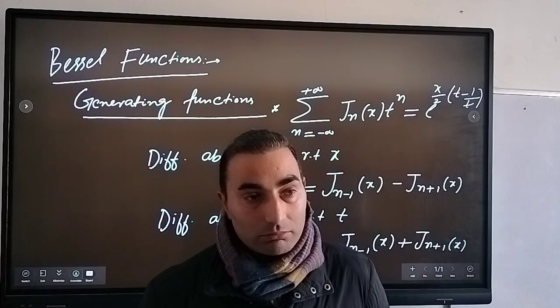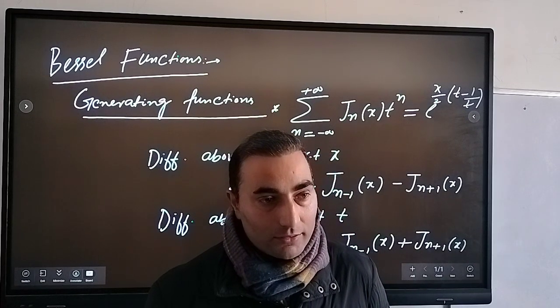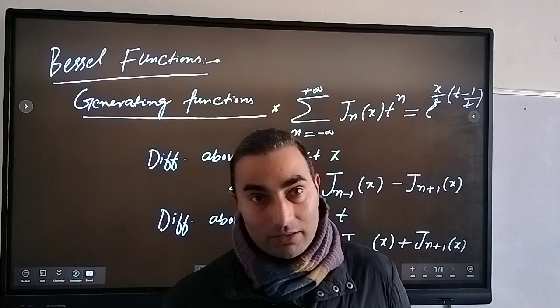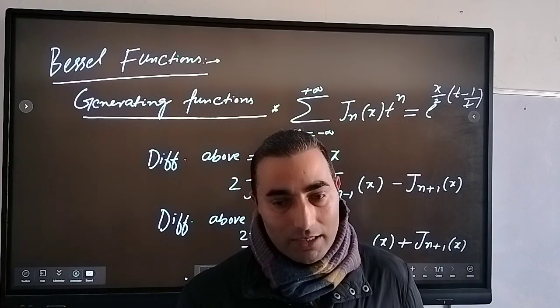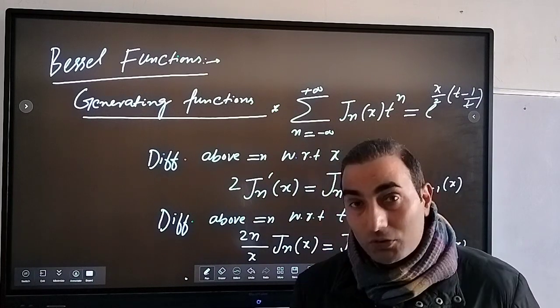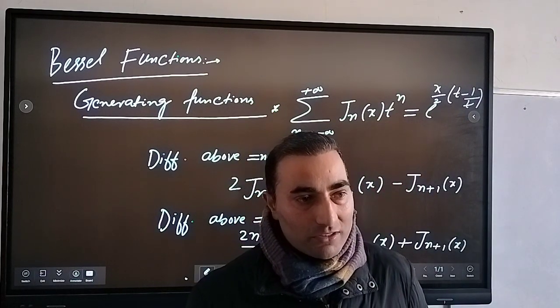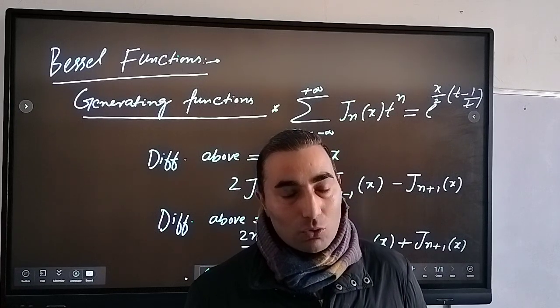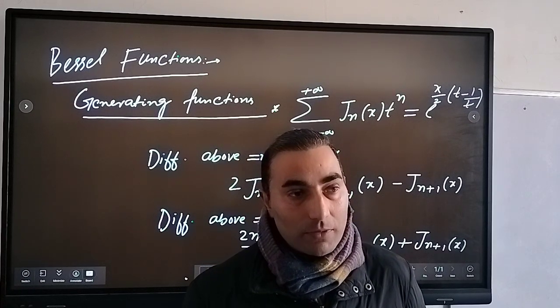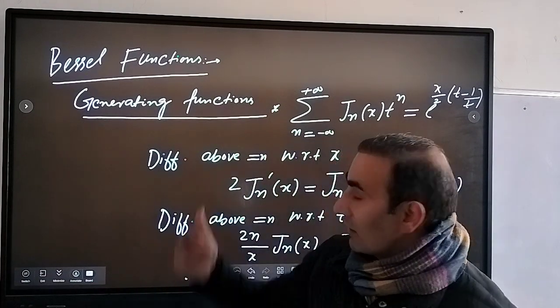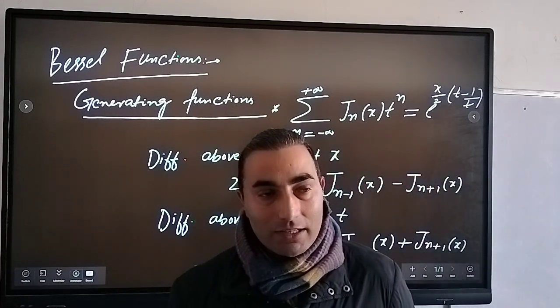We have seen that the Bessel differential equation has a regular singular point. With the help of the Frobenius method we should be able to get two linearly independent solutions, but that's not the case with this kind of differential equation, the Bessel differential equation, and we have discussed it.